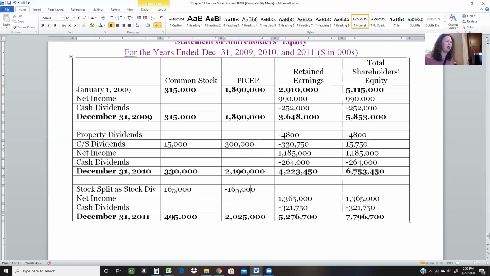And then we did a stock split. A stock split does not involve cash. All we do is increase the number of shares and then reduce PISEP because of the value that we are giving out. So basically it changes the par value, so we have to do some work with common stock. All right, so that looks good.